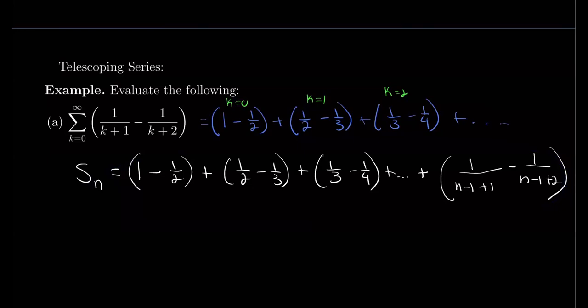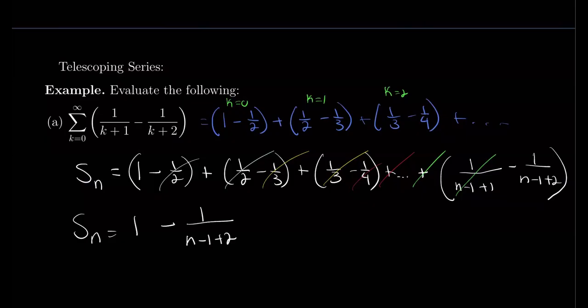I can do regular math, which is 1/2 minus 1/2 goes away. And of course, 1/3 go away. And then the 1/4 are going to go away. And then everything's going to go away, it looks like in this case, except for the first and last, which is 1 minus 1 over n minus 1 plus 2, which of course you can simplify.